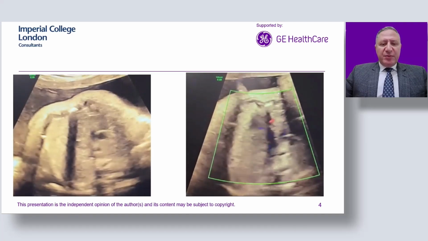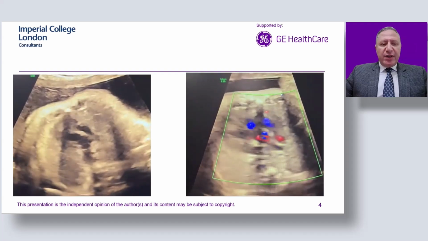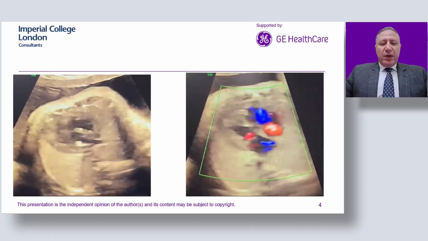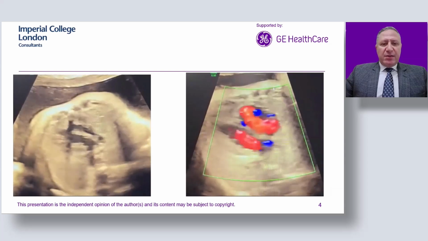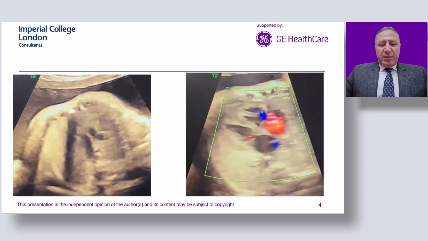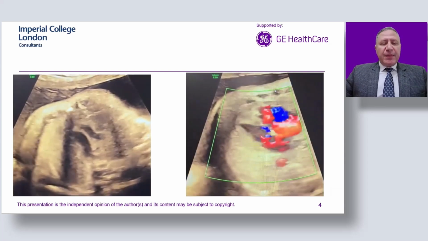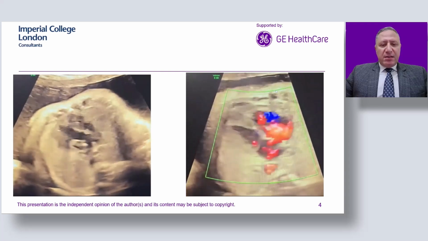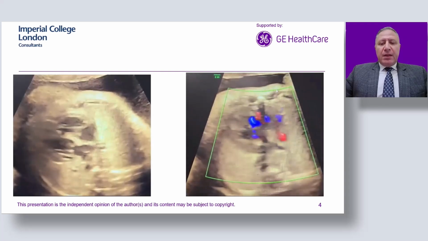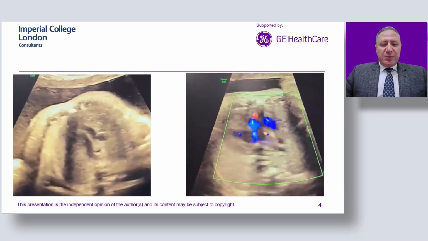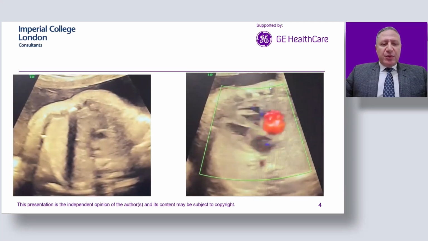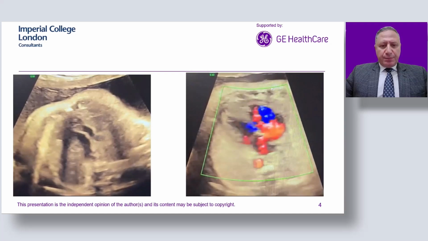And as we move up towards the baby's head, we could not demonstrate the outflow of the aorta and the pulmonary crossing, which is what's expected to see in normal anatomy. And in the meantime, we've seen that both arteries are exiting the heart in parallel. So that was the views that we've seen. And obviously what was suspected at that point was a transposition of the great vessels.